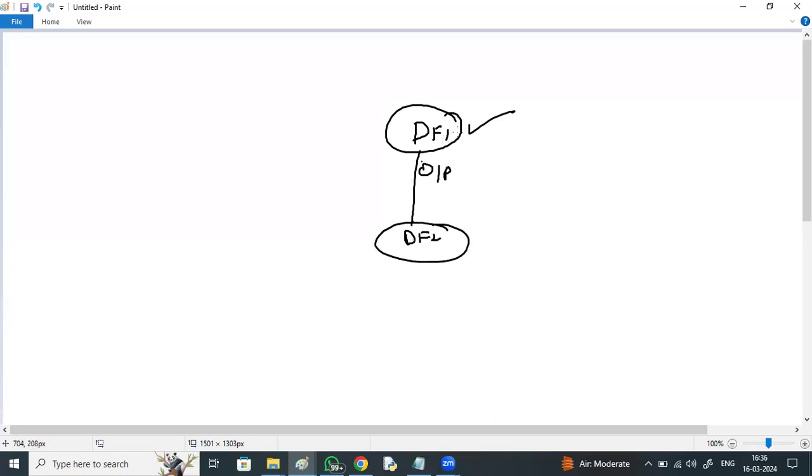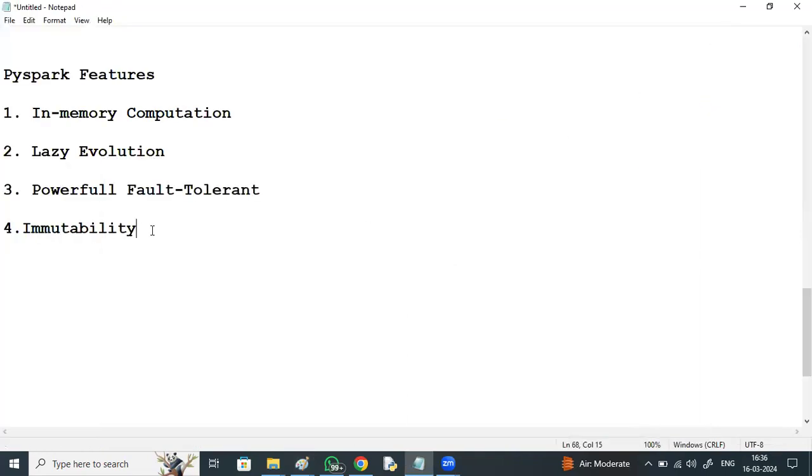But don't think the modification happens within DF1 only. No. After the transformation, don't think it is applied directly on DF1. It is applied on the output, and a new data frame is created. That means immutability. They are all immutable. You can create multiple data frames, but the original data frames remain unchanged.